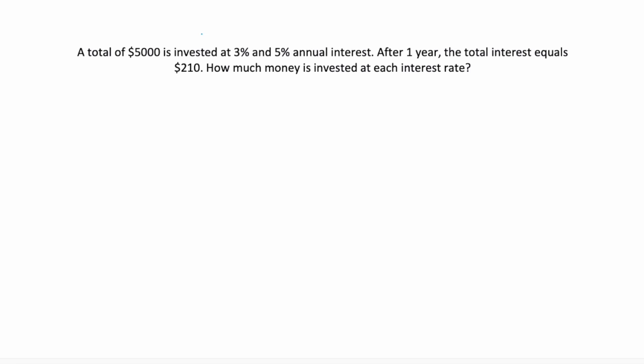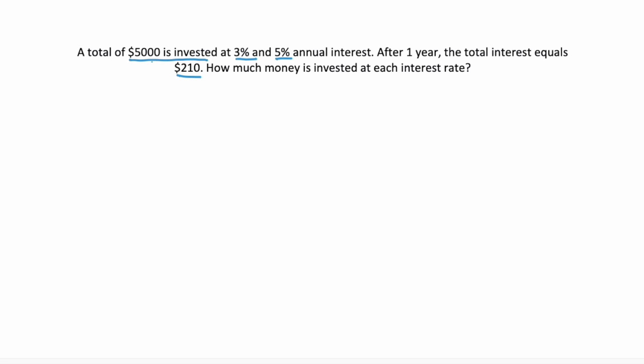Today we're going to solve a mixture problem, but this mixture problem is about money, which is invested at two different interest rates. So we have a total of $5,000 that's invested at 3% and 5% annual interest. And after 1 year, the total interest equals $210. And we're asked how much money is invested at each interest rate.